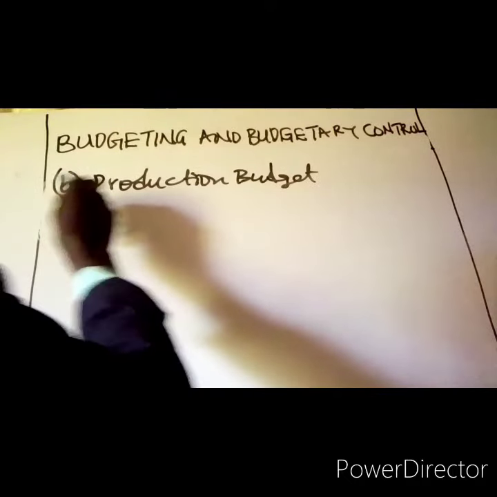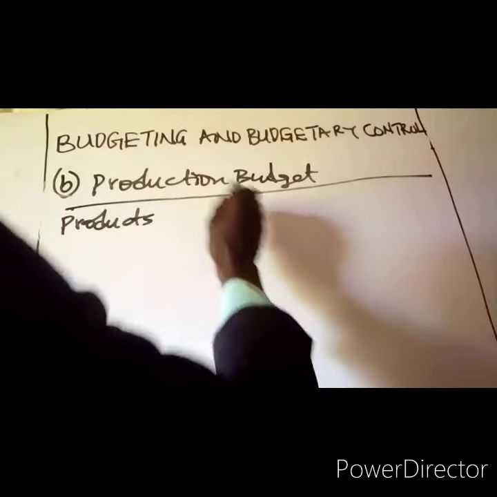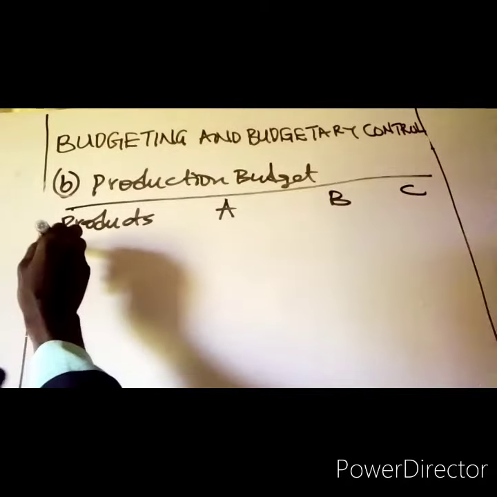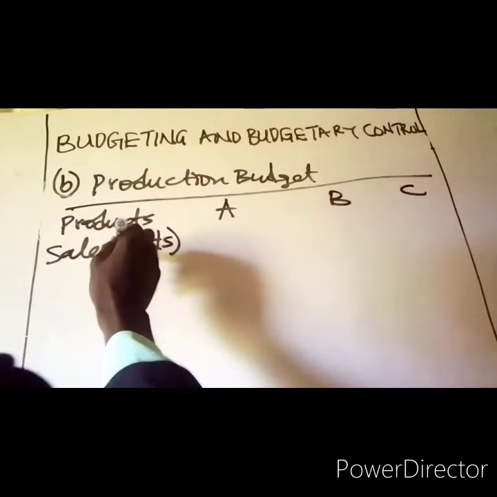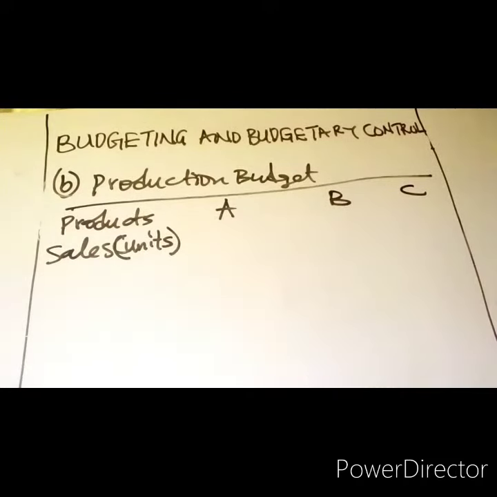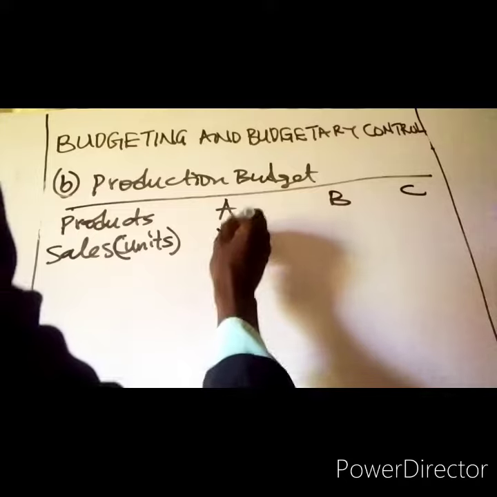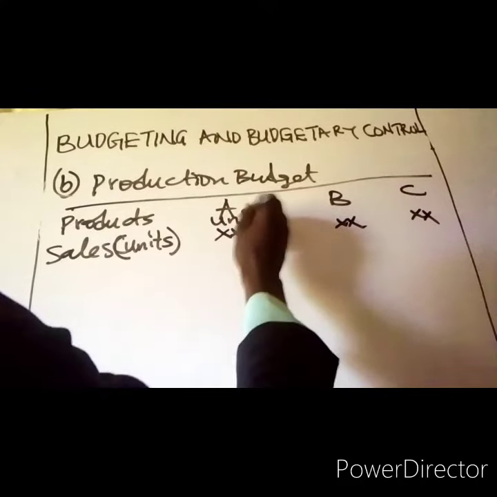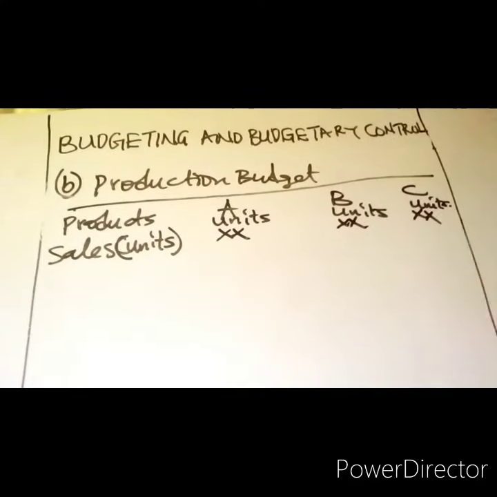Remember, you have products. Let me give you the format for production budget. Products: we have product A, product B, and C. Then we have sales units, the budgeted sales unit, the budgeted sales volume. You start with that. The first thing you will have in your production budget is the budgeted sales volume, so the X unit, Y unit, Z unit. Everything here must be in units. That is the budgeted quantity.